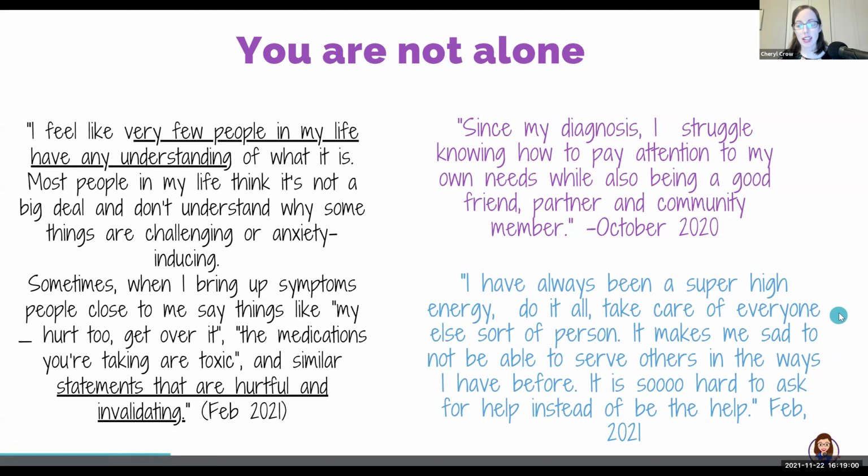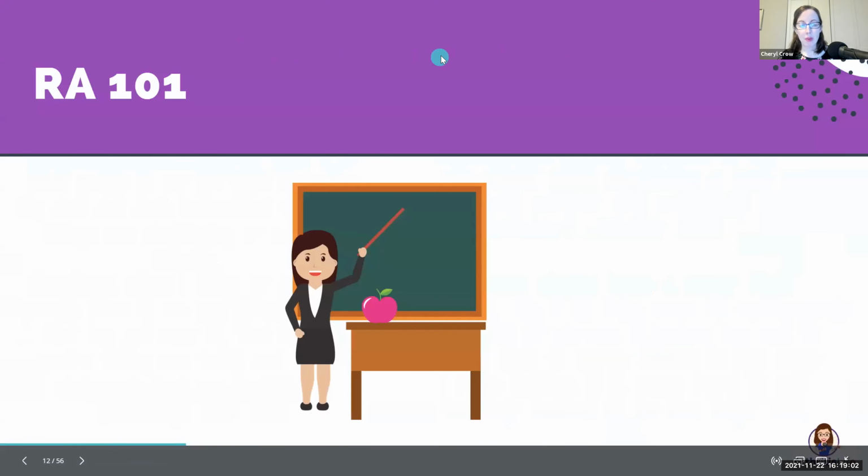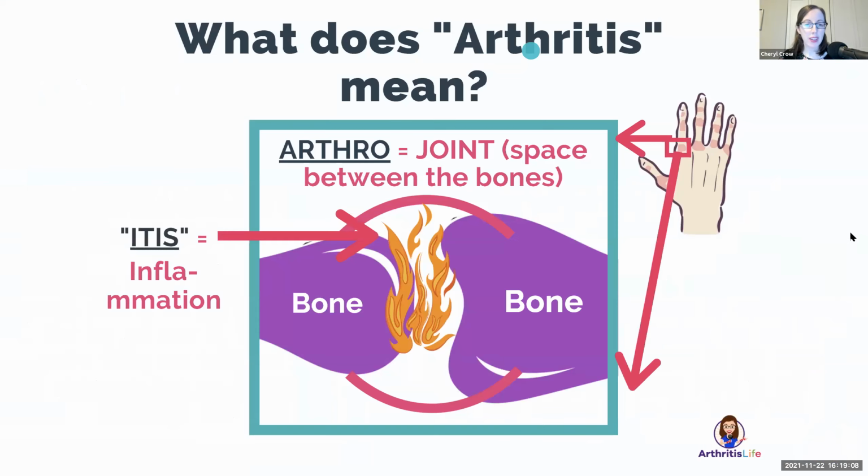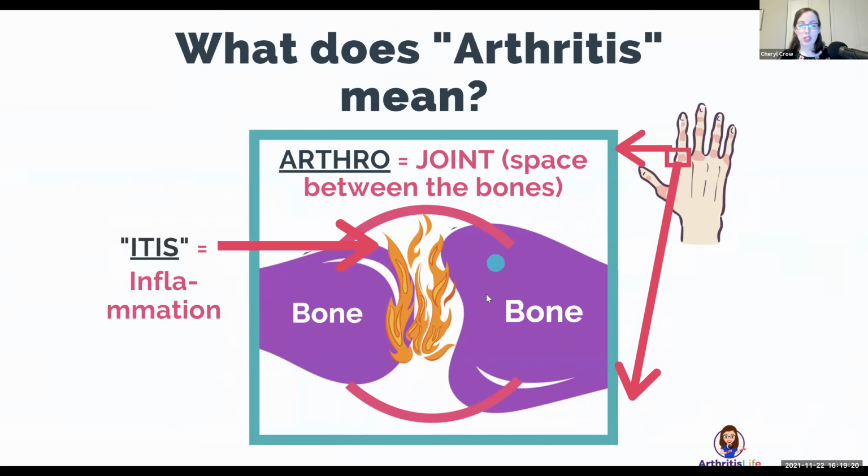I'll send you the slides as well, so you can read them. But okay, now I'm going to go through, again very fast, RA 101, because this is the kind of part that you can find online that's pretty accurate some of the time, but I like to put my own spin on it. So what does arthritis mean? Just the word arthritis, if you don't already know it. Arthro is the joint, which is basically the space between the bones.